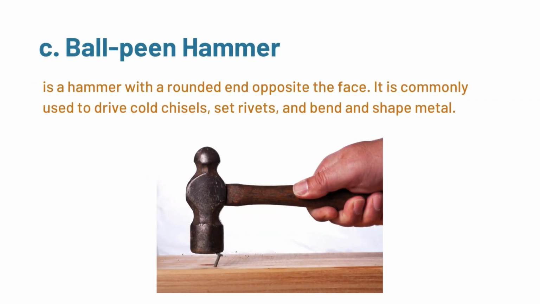And lastly, for striking tools is the ball peen hammer. It is a hammer with a rounded end opposite the face. It is commonly used to drive cold chisels, set rivets, and bend and shape metal.